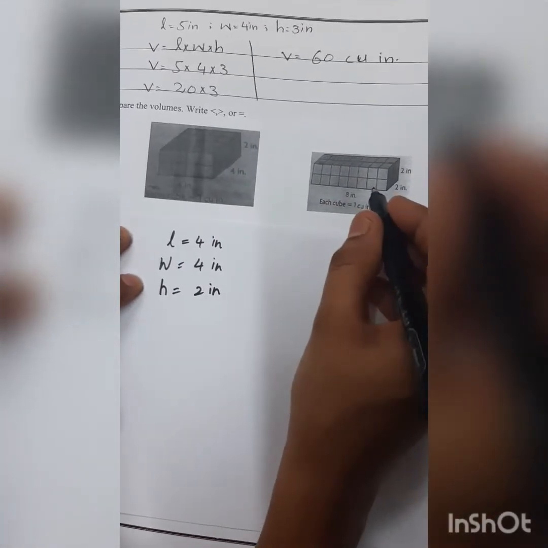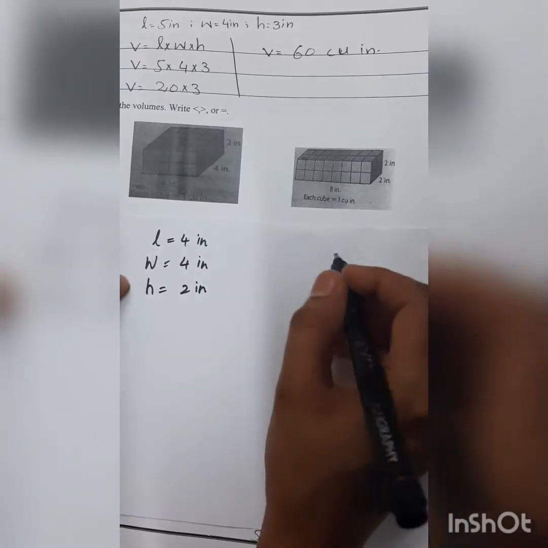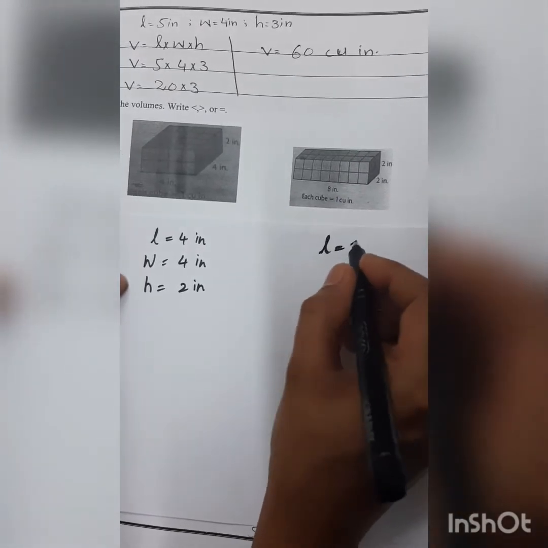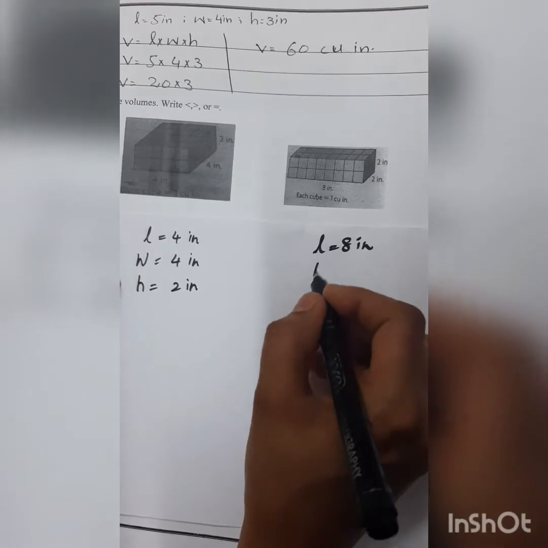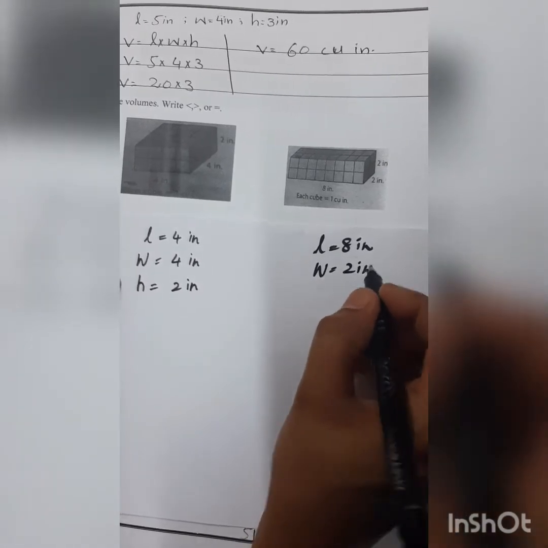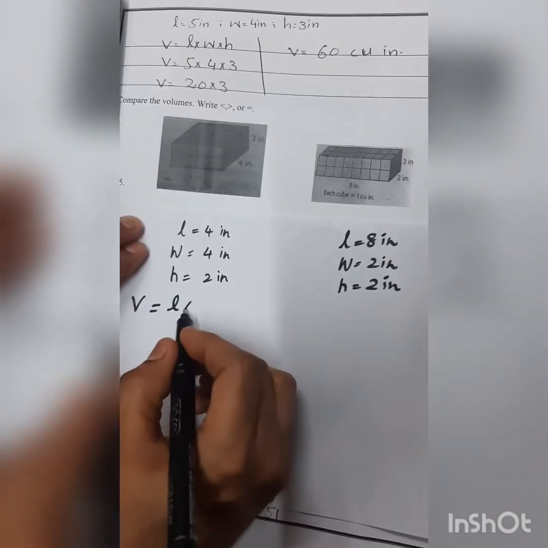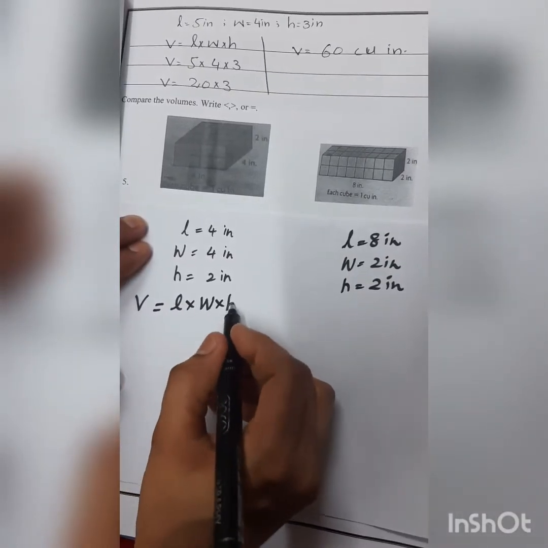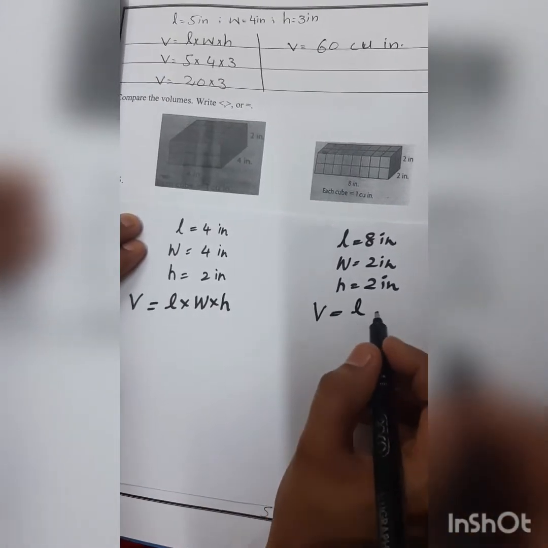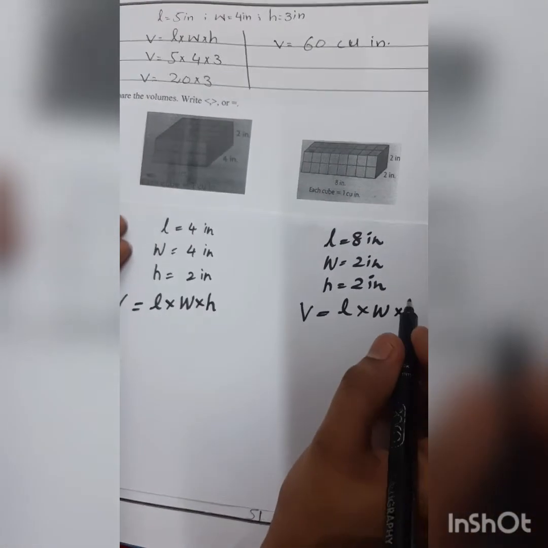And now come to this figure. This figure has a length of 8 inches, a width of 2 inches, and a height equal to 2 inches. Now what is the formula? Volume is equal to length into width into height.